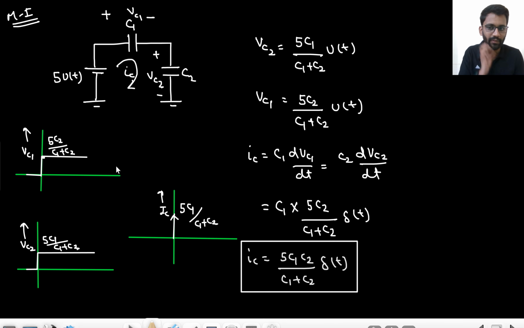They have given the voltage waveform, so from here to here you can come, because you simply know IC equals C dVc by dt. Just the differentiation of the voltage waveform into the capacitance value, that is the current of the capacitor. So that you can do, right?